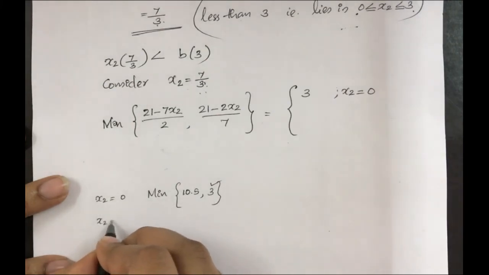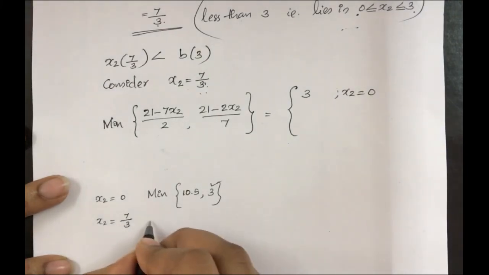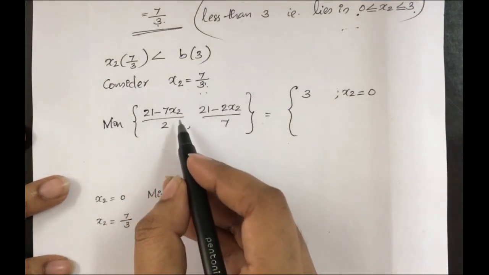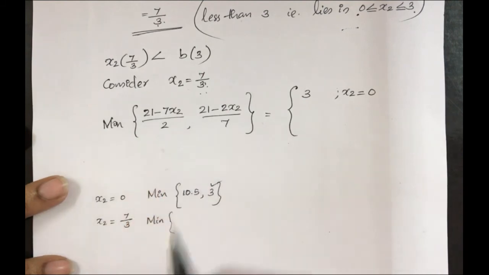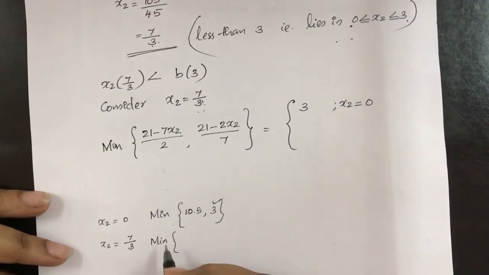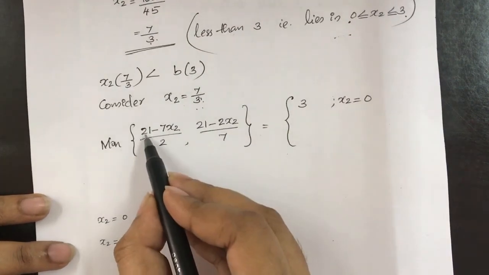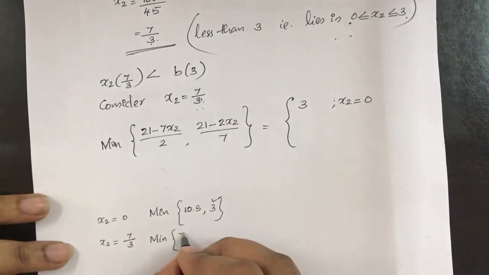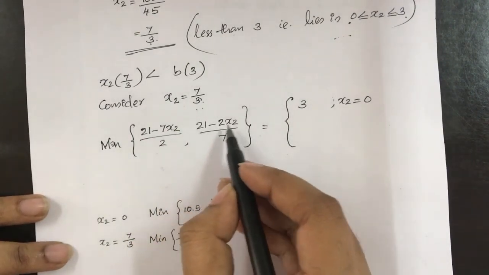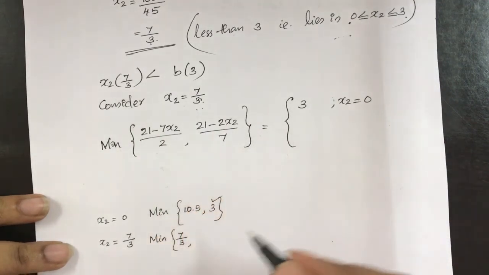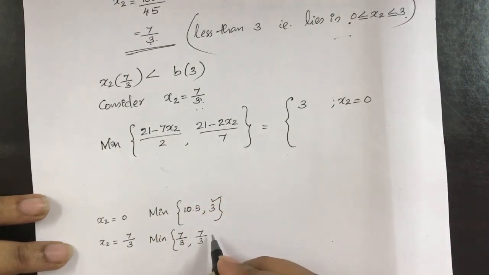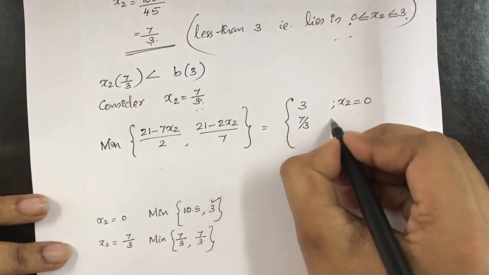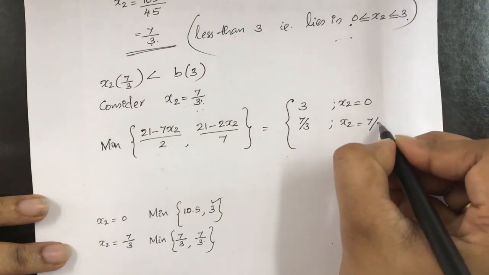When x2 equal to 7 by 3, minimum of (21 minus 7 into 7 by 3) the whole divided by 2. When we solve, we get 7 by 3. Here (21 minus 2 into 7 by 3) the whole divided by 7. Here also when we solve, we get 7 by 3, which is the minimum value 7 by 3 when x2 equal to 7 by 3.